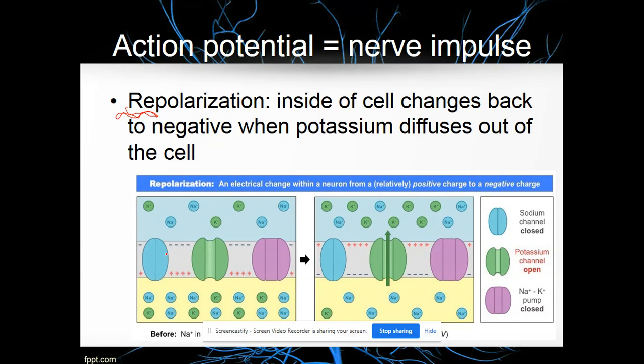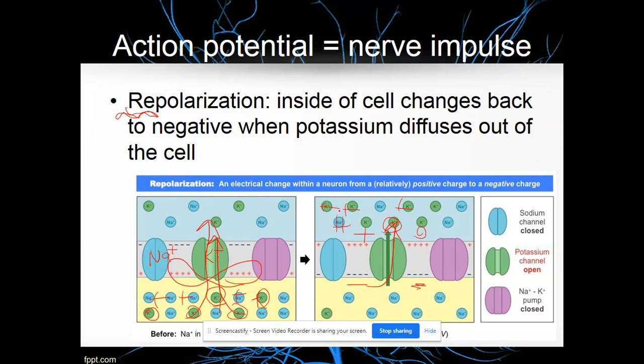And so what happens is that sodium gate closes and this potassium gated ion channel is going to open. And all this beautiful potassium that we had been hoarding inside the cell can go out. And so the positive stuff that was inside is going away, which means that the inside of the cell flips from positive back to negative because of the loss of all that positively charged potassium.